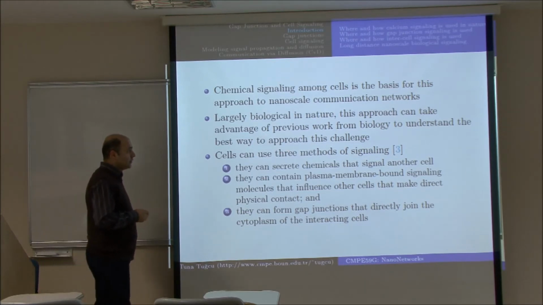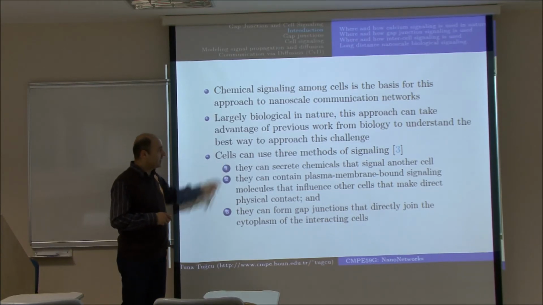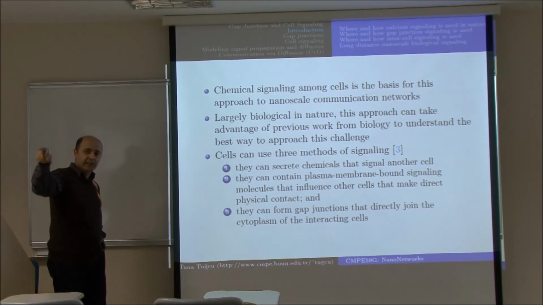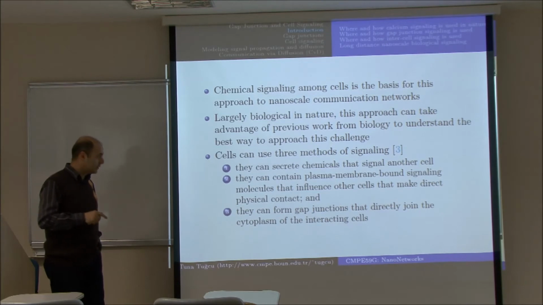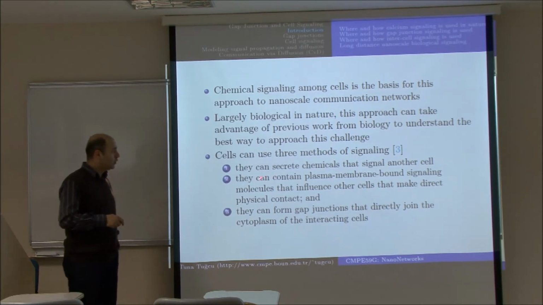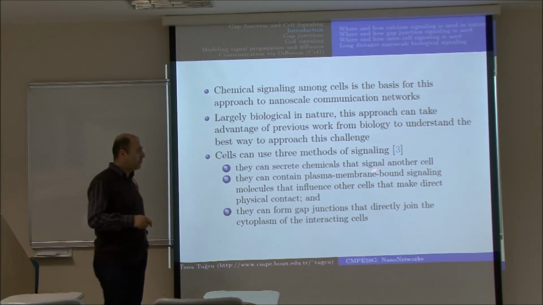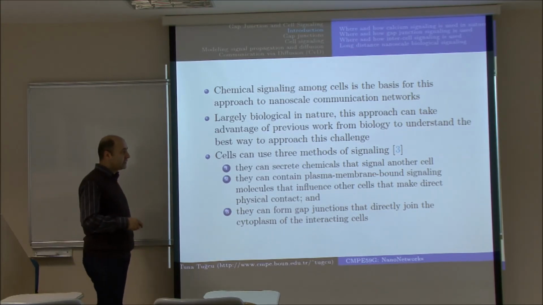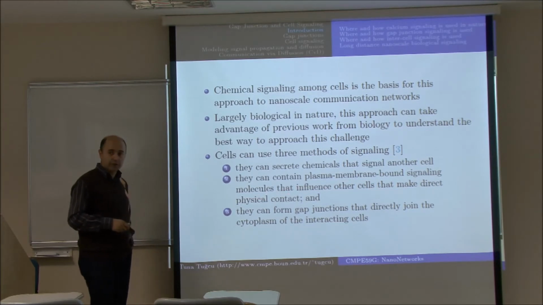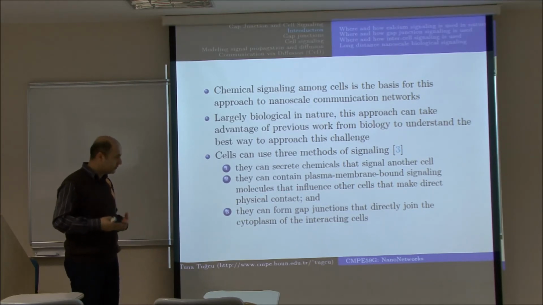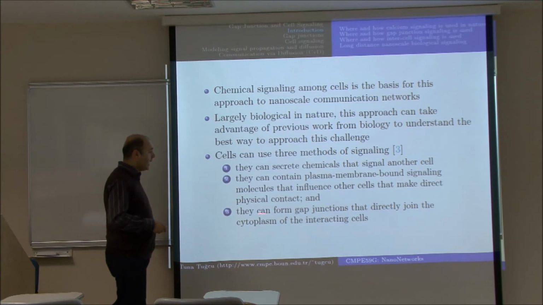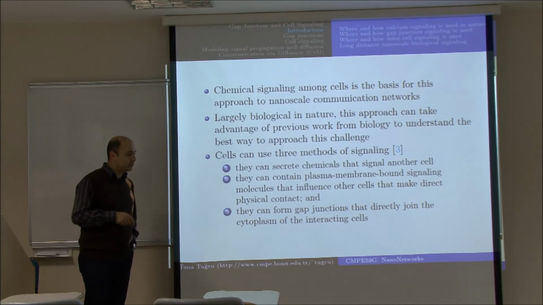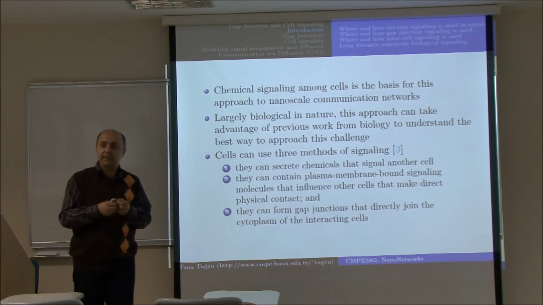The cells can use three methods for signaling. One is they can secrete chemicals that signal another cell. This way you're triggering some other cell about the information you're trying to send. Or they can contain some plasma membrane-bound signaling molecules that influence the neighbor cells that make direct physical contact. So they should be really in physical neighborhood. And they can form gap junctions that directly join the cytoplasms of the communicating cells.